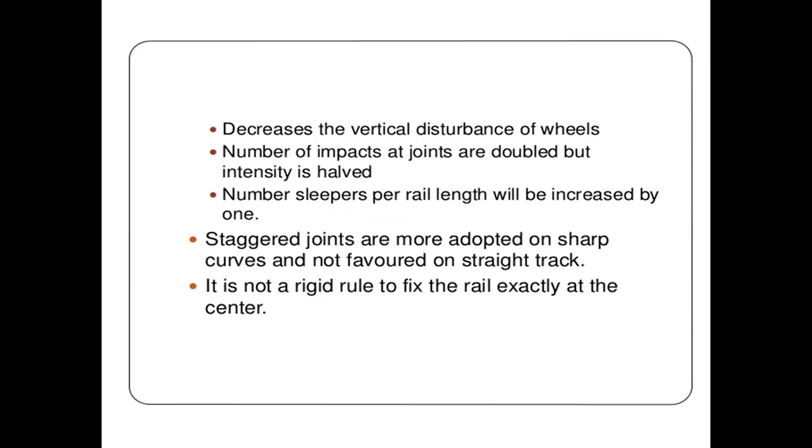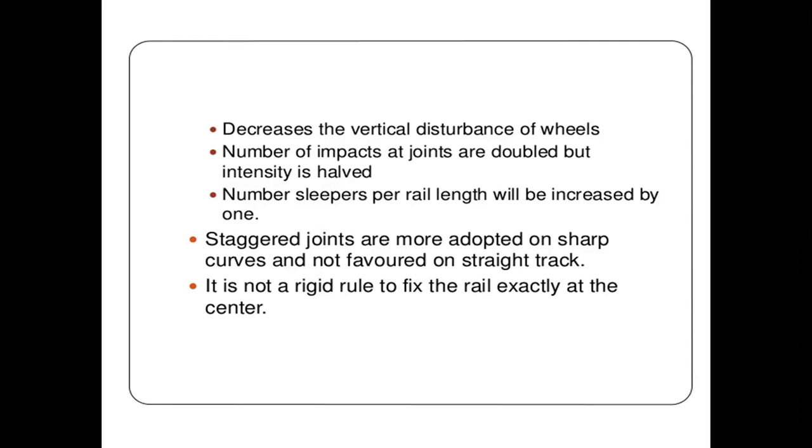will be decreased, and it decreases the vertical distance of wheels. The joints are in opposite direction, so the same jolting effect can't be seen in these staggered joints. The number of impacts at joints is doubled, but the intensity is half. The intensity on the locomotive is half when compared to that of a square joint.